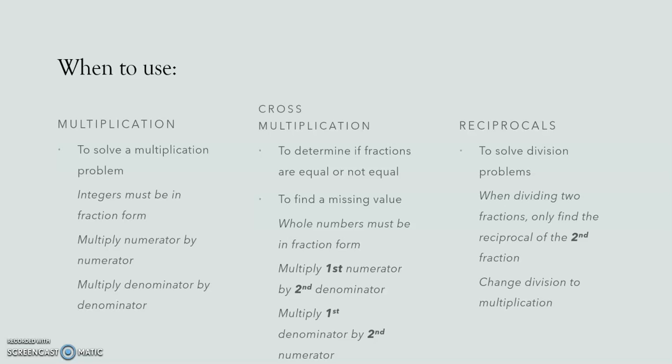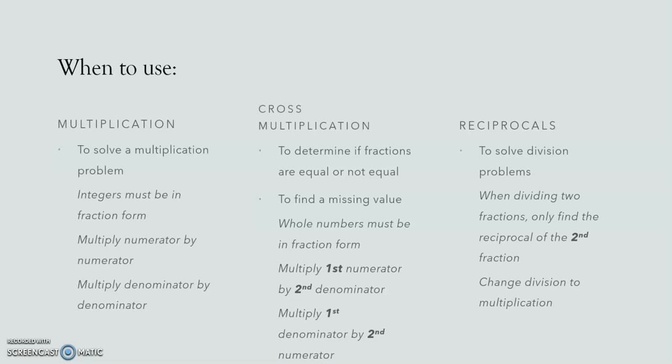When you are cross multiplying, this is used to determine if fractions are equal or not. This can also be used to find a missing value in one of the fractions. If you have any whole numbers or integers in your fractions, you have to convert those to fraction form first. And once that's done, you multiply your first numerator by your second denominator, then you multiply your first denominator by your second numerator, hence why it's called cross multiplication.